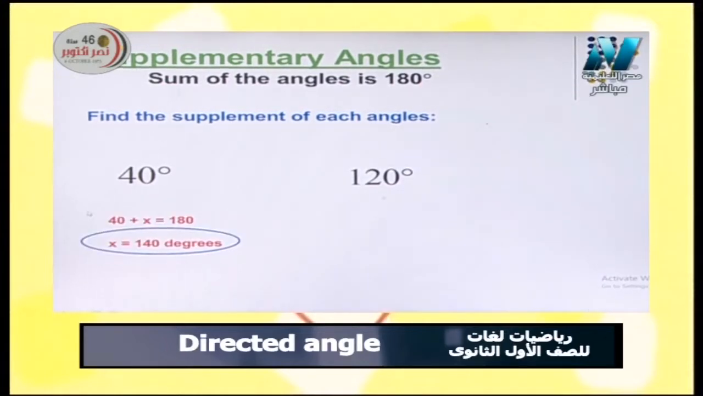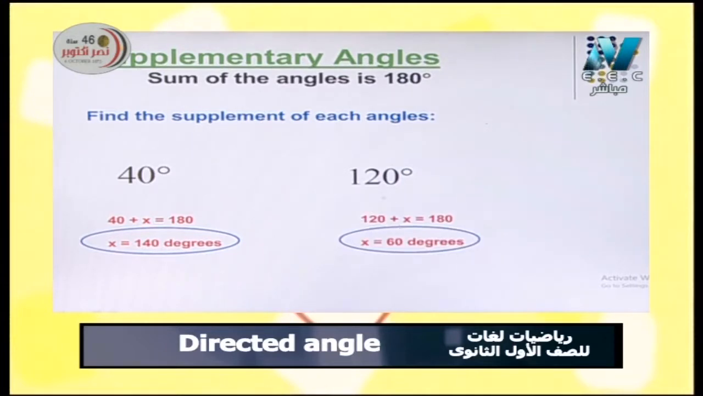Here we have 40 plus x equals 180, so x equals 140 degrees. And 120 plus x equals 180, so x equals 60 degrees.